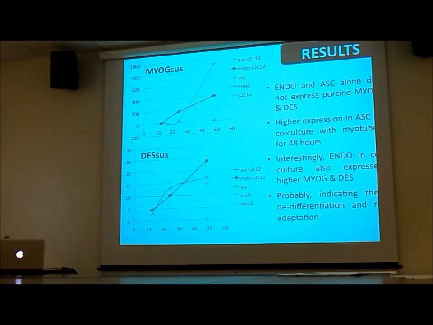As you can clearly see, when I used myogenin and desmin, which were porcine-specific, we can clearly see a rise compared to the control cells over there, which do not show any expression, or very little expression. The co-culture sample actually showed a higher level of expression, which was dramatic, like 900 folds.